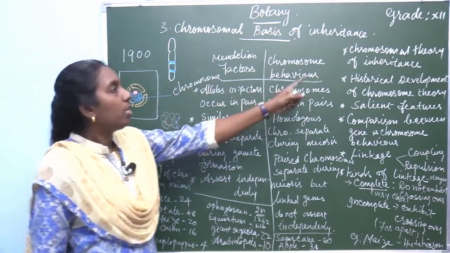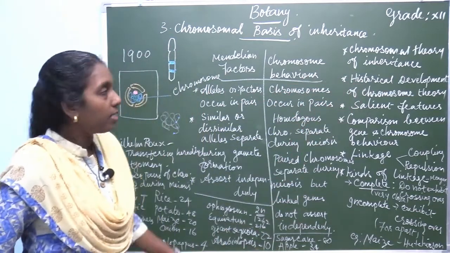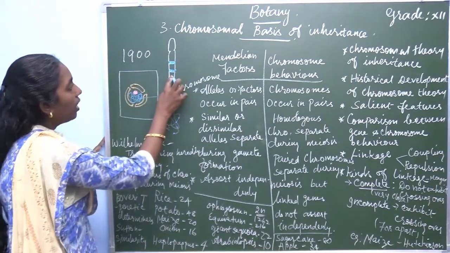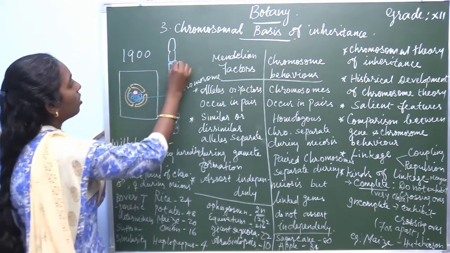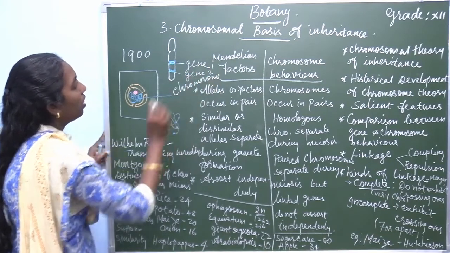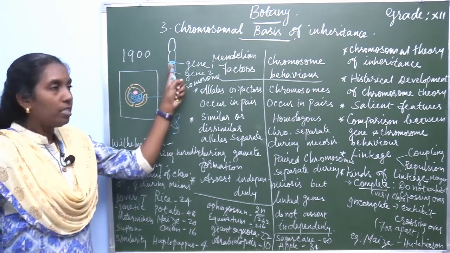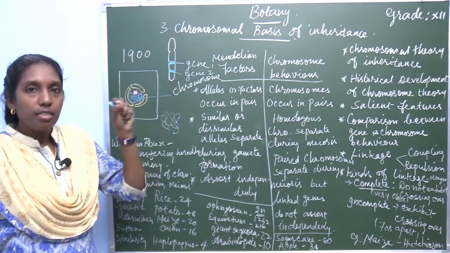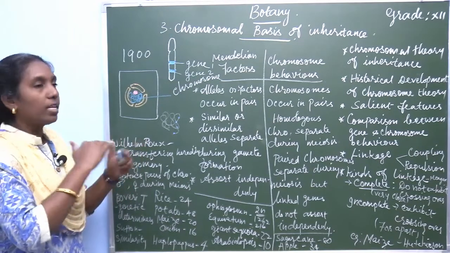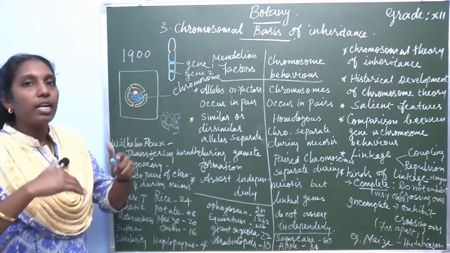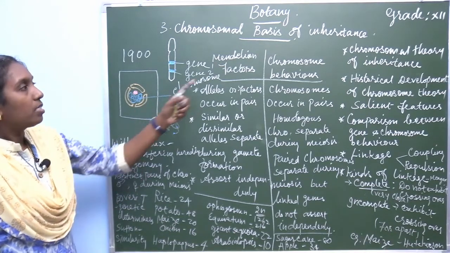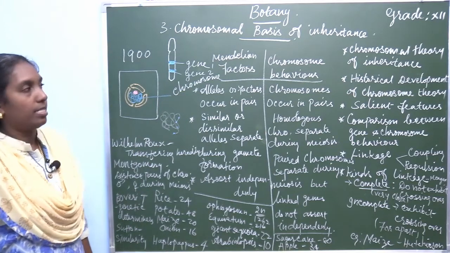So the chromosomal theory of inheritance states that the genes are located within the chromosomes. This is the chromosome. Inside the chromosome, the genes are located: gene 1, gene 2. These genes are located within the chromosome and carry the information, that is the characters or determiners, from one generation to the next generation. That is the chromosomal theory of inheritance.